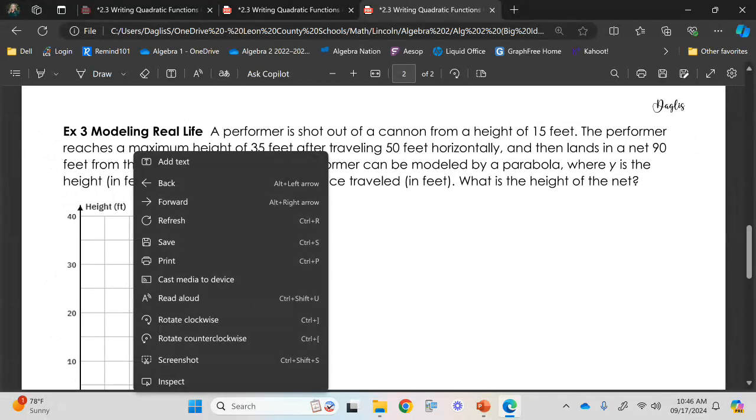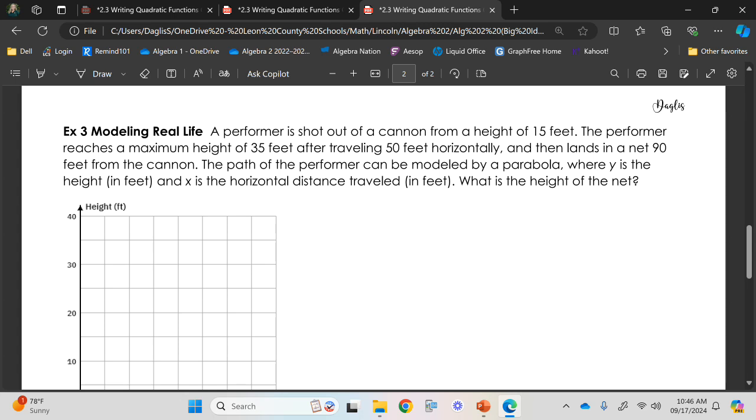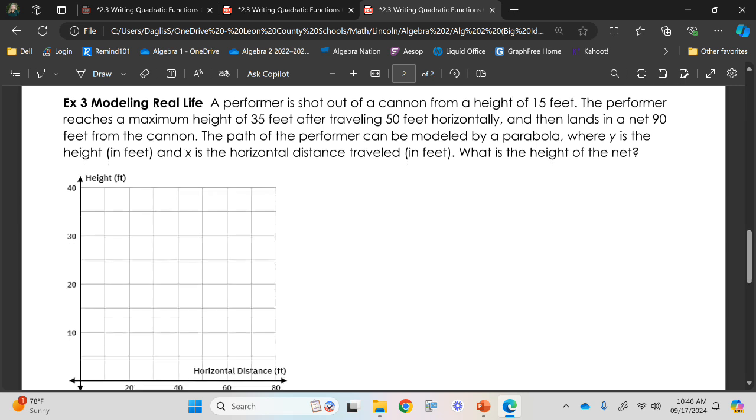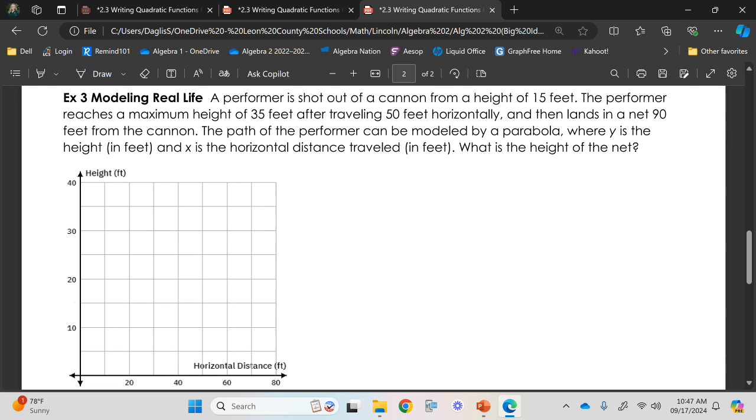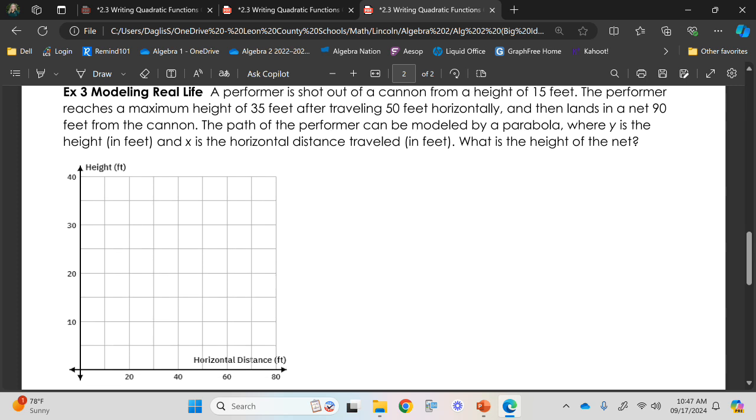So example 3 is a performer is being shot out of a cannon, so we can visually see what that would look like. From a height of 15 feet, the performer reaches a maximum height of 35 feet after traveling 50 feet horizontally, and then lands on a net 90 feet from the cannon. The path of the performer can be modeled by a parabola, where y is the height in feet, and x is the horizontal distance in feet. It wants to know what is the height of the net.